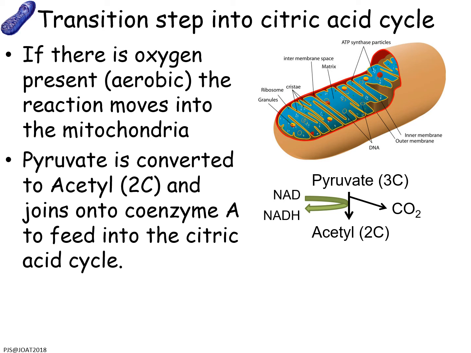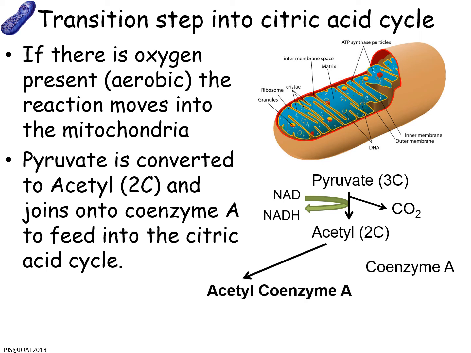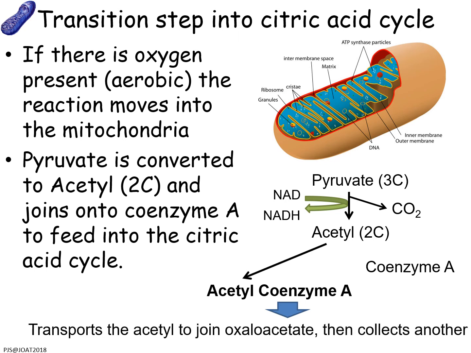Okay, so your acetyl is now the right size. We need a 2 carbon to join on to a 4 to make this citric acid cycle work. But it's not good enough the way it is in terms of moving. So what we need is for it to be picked up by another carrier. The carrier for this one is coenzyme A. And when acetyl and coenzyme A join together, you get acetyl-CoA, or acetyl coenzyme A. Now the acetyl coenzyme A is going to take it into the cycle and attach it to a compound called oxaloacetate. And then once that's done, it's going to go back and pick up another acetyl. So the coenzyme A is another carrier in the system.